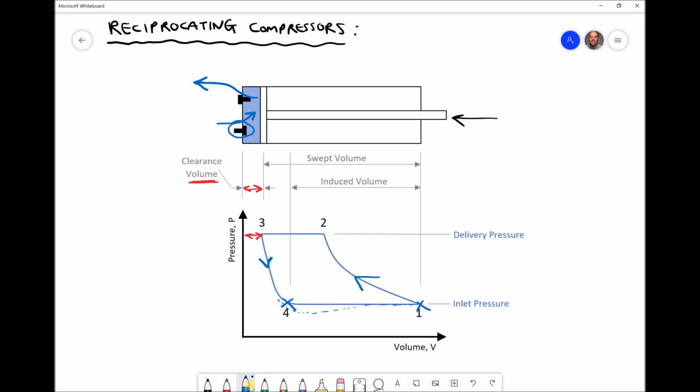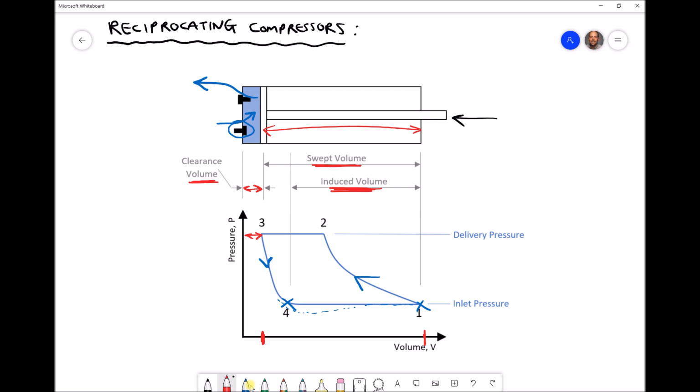So we've already mentioned our clearance volume. That's the volume of air that's left behind. But we have two other volumes labelled on our diagram. We have the swept volume, and that's the full volume that the piston head travels through the piston body. So it corresponds with this distance here. And as we see from our pressure-volume diagram, that corresponds with the change in volume moving from position 3 to position 1. It's basically the maximum volume, or the maximum sweep distance, for the piston head inside the piston body. But we do have another volume indicated on there, and that's the induced volume. And that's essentially the amount of fresh air that we're drawing into the cylinder.